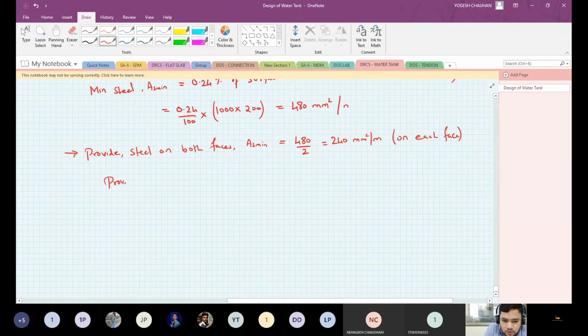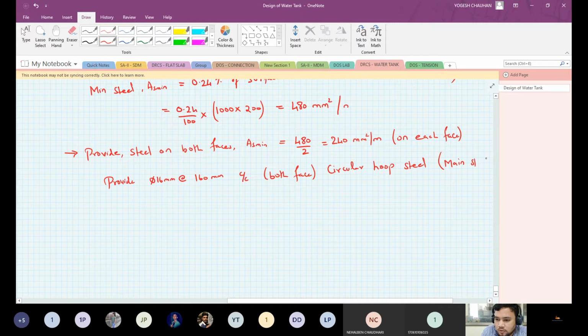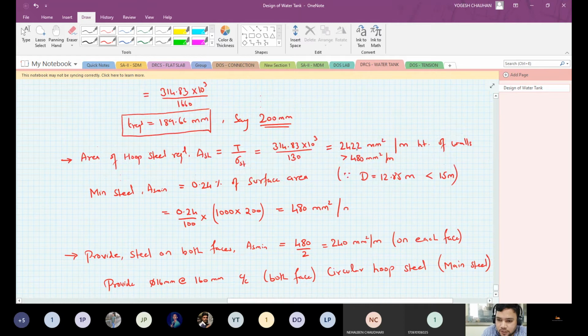So provide 16 dia at the rate 160 mm center to center on both faces, circular steel. This is your main steel, which resists the total tension T. So this is the steel required for resisting this value.